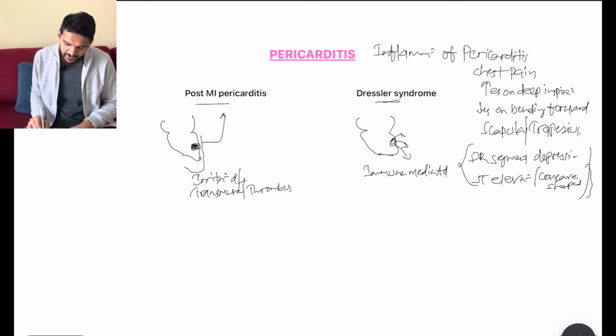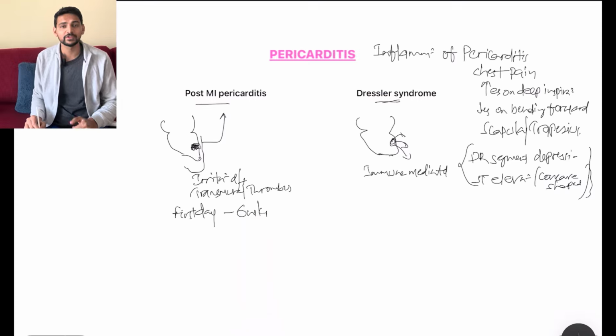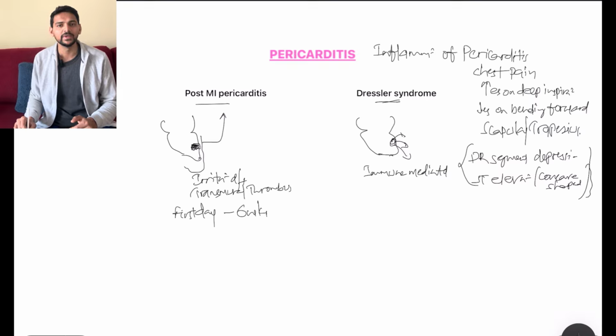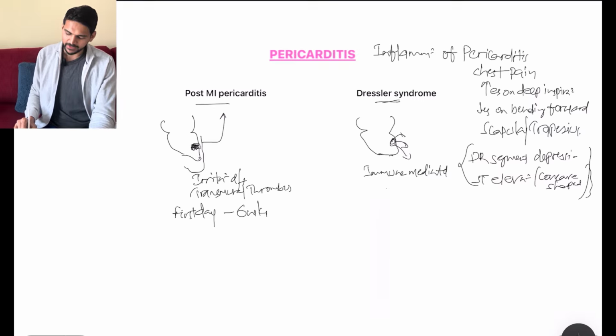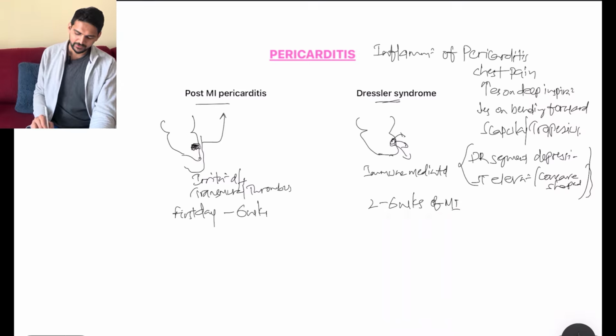So this irritation might start from day 1 itself of MI, and up to 6 weeks individuals might feel this kind of pericarditis. Whereas Dressler syndrome, being an immune-mediated mechanism, will take quite a longer time to develop these antibodies and the reaction. So usually it is seen after 2 to 6 weeks of MI. So this is the second differentiating feature.